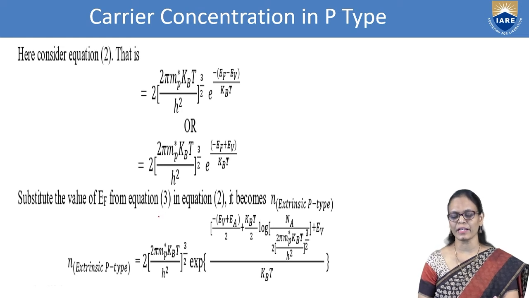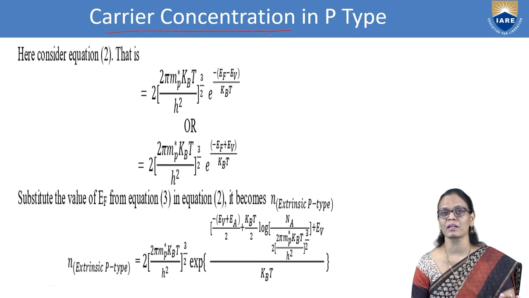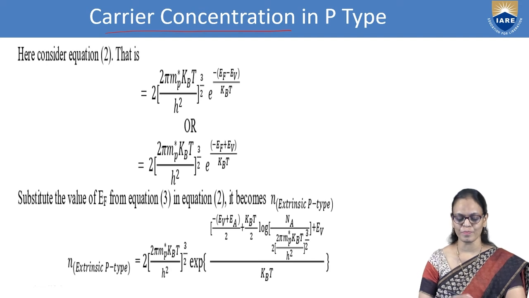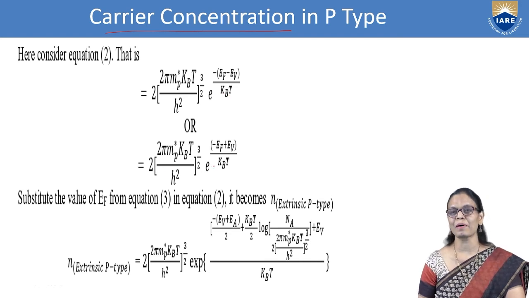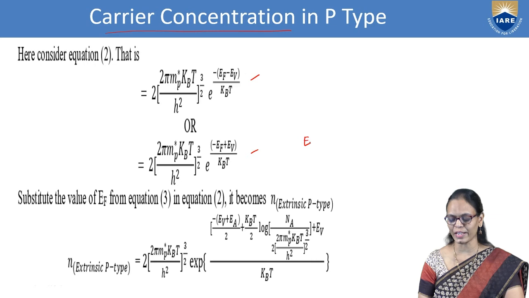Now, in order to get the carrier concentration in P type, now we want to see the entire concentration, that is the number of charge carriers per unit volume. So, we have this expression 2 into 2 pi mp kBT by h square power 3 by 2 e power minus EF minus EV by kBT, or simply you can write it as e power minus EF plus EV, because we can take this minus also inside and write it as minus EF plus EV by kBT, any one of the expressions we take. And now whatever value we have got for EF.